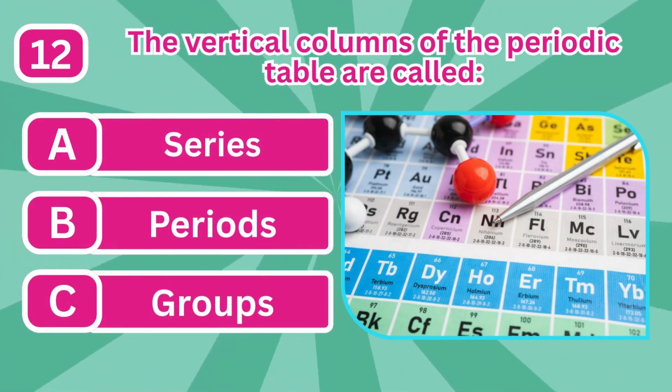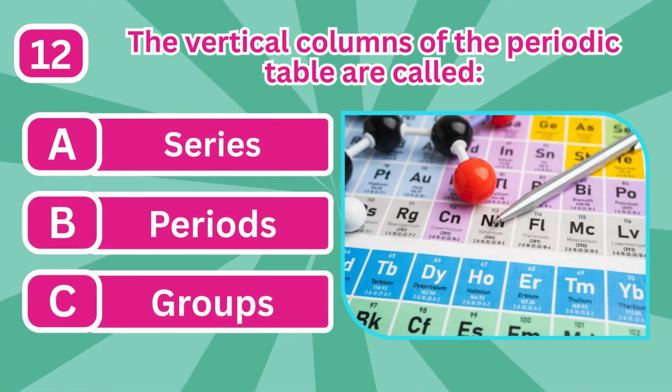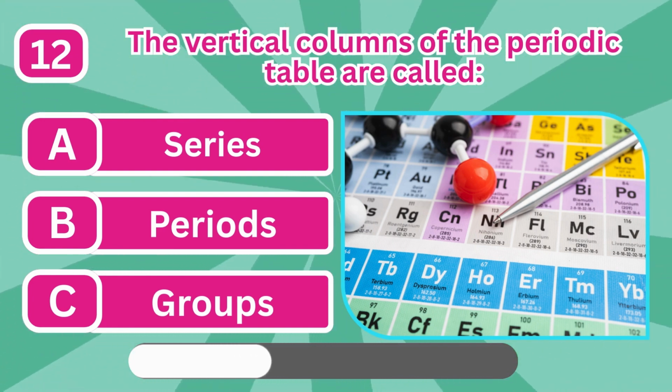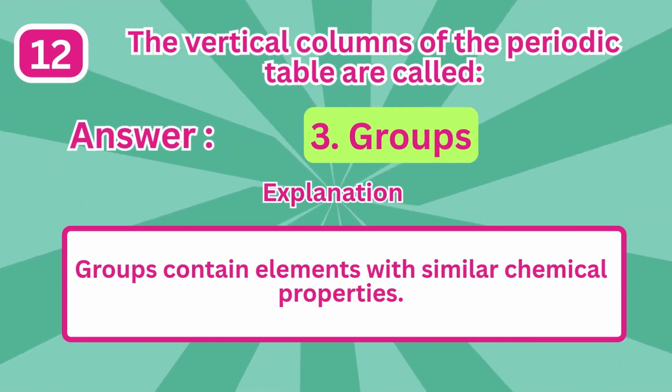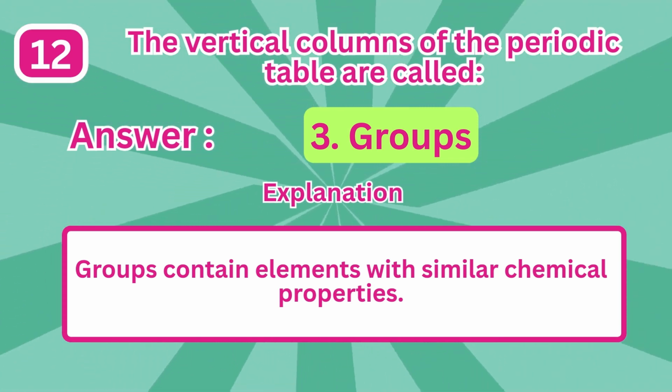The vertical columns of the periodic table are called... Three. Groups. Groups contain elements with similar chemical properties.